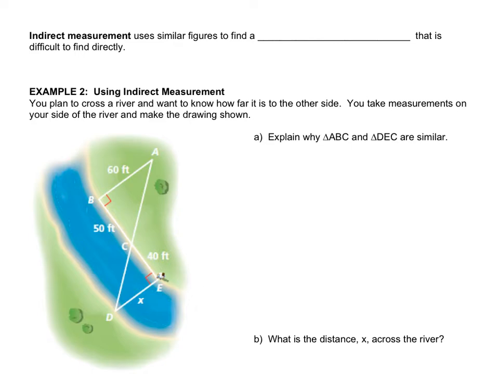Indirect measurement is something that real-life careers actually use. It's when you use similar figures to find a missing measurement that is difficult to find directly. So this is just one example, but if you think about all the bridges that are built, nobody's getting a tape measure or a ruler and dragging it across the ocean or across the waterways in Fall River and in Providence. They're not measuring those directly using objects.